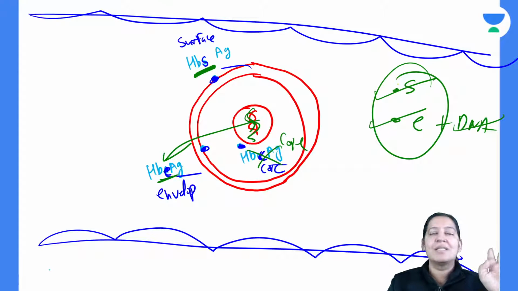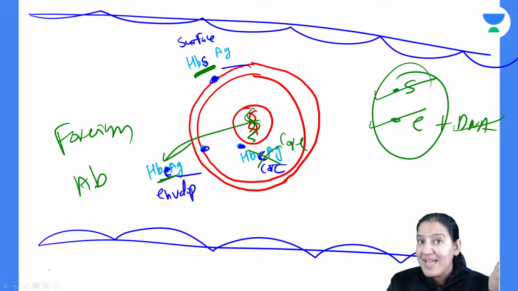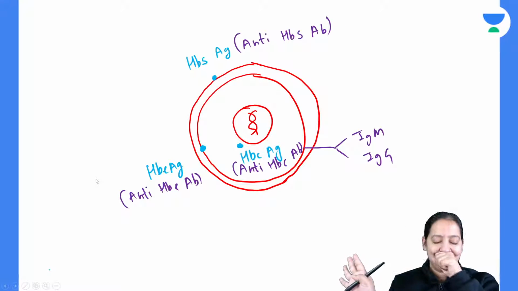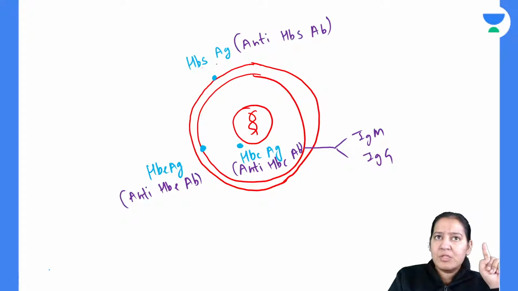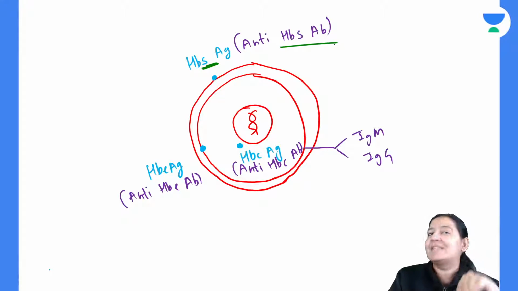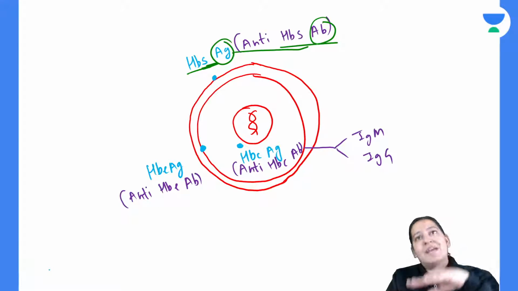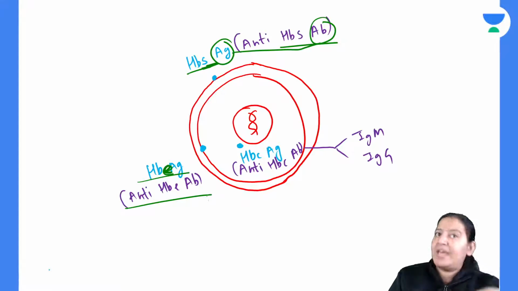These are the antigens. Whenever any foreign thing enters the human body, the body will form antibodies against it. So against which antigen will antibodies be formed? The body will form antibodies against all three. Against S, the body forms anti-HBs antibody. So this is the antigen, and the body is forming the antibody: against HBs antigen, anti-HBs antibody. In the same way, against HBe antigen, anti-HBe antibody.